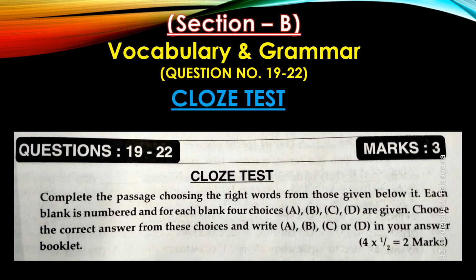Then, in the vocabulary and grammar section, questions number 19 to 22 include a cloze test. What is a cloze test? We'll check. Complete the passage choosing the right words from those given below it. Each blank is numbered and for each blank 4 choices A, B, C, D are given. Choose the correct answer from these choices and write A, B, C or D in your answer booklet. It carries 2 marks.